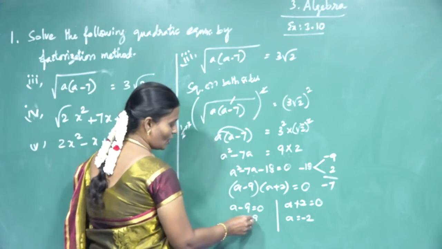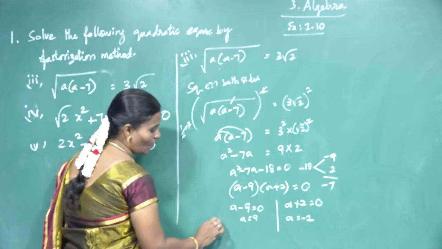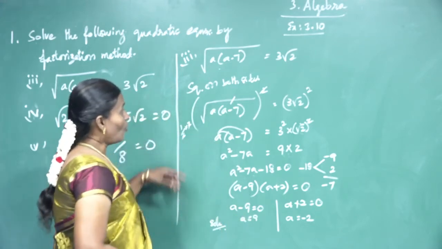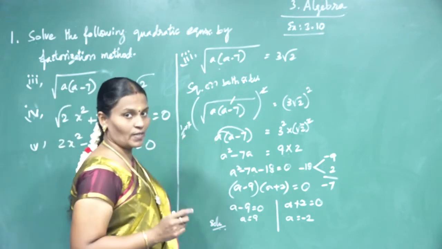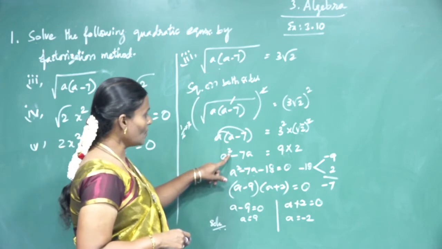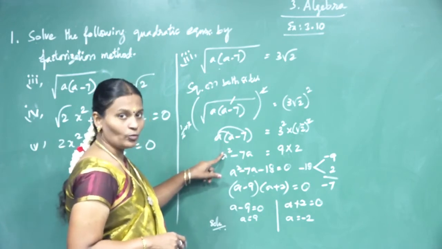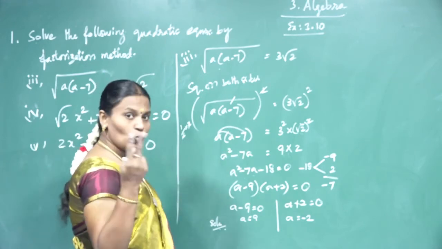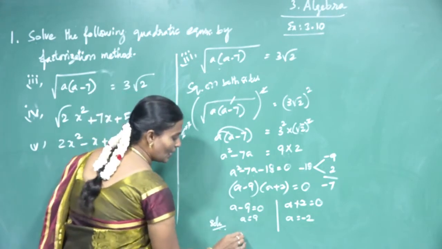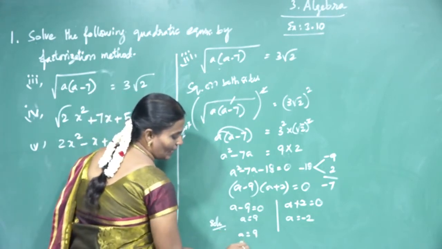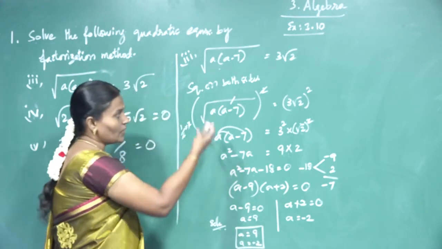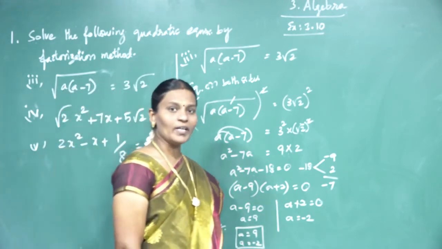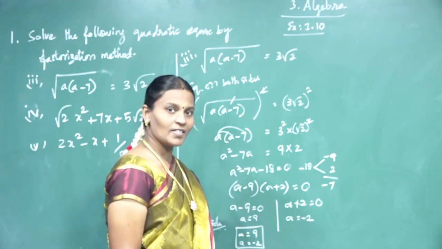So what is the solution now? This is a quadratic equation, so two solutions come. Because for a quadratic equation the degree is 2, so there are 2 solutions. What are the solutions? a is equal to 9 and a is equal to minus 2. This is the solution of the given quadratic equation. Do you understand, children? Good.